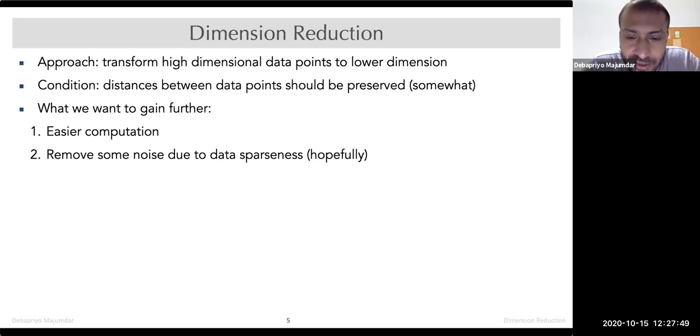We want to gain not only easier computation, but also we want to remove some noise due to data sparseness. So, I bought a biscuit, you also bought a biscuit, but somebody else doesn't like biscuit at all, and bought maybe bread. So you and I are similar, but the other person is actually not. But if we simply treat these three things as three different products, we are actually failing to capture the similarity that we could have captured in a lower dimension. So if we can collapse things to lower dimension with some distances being preserved, then we can actually capture better.